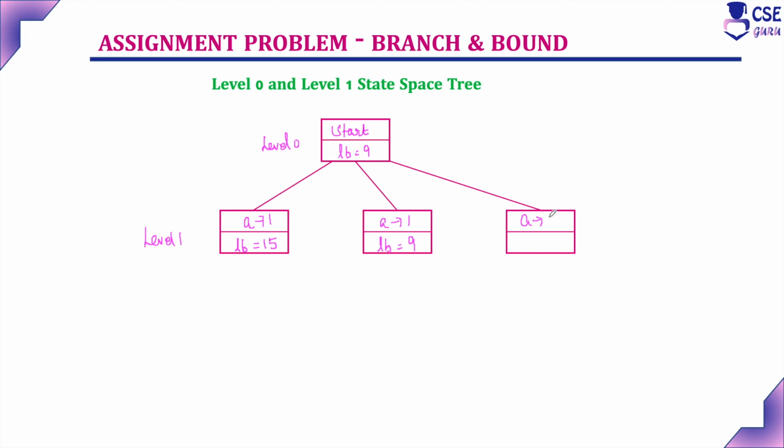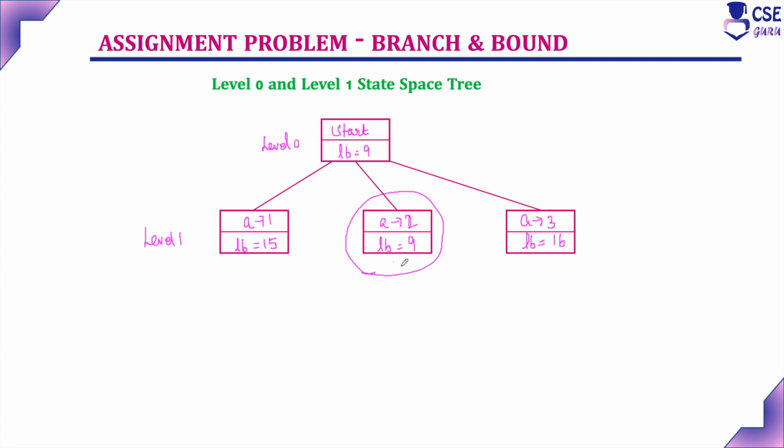Third job to person A, and its lower bound value is 16. So among these 3 lower bound values, the most promising node is the least lower bound value node. That is, assigning job number 2 to person A and its lower bound is 9. Okay, so this we will choose it.